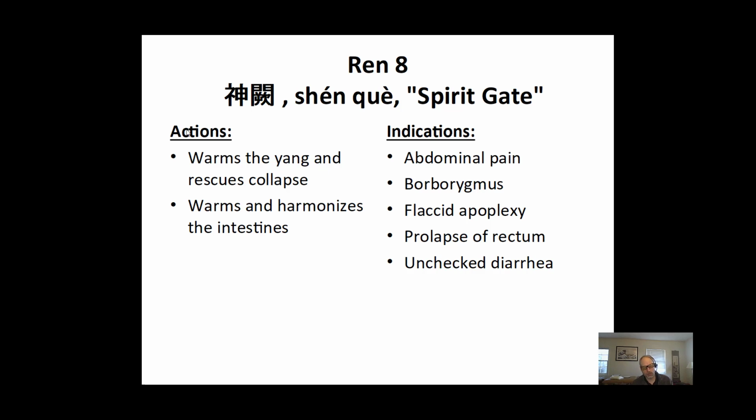All the different styles of moxa, straight moxa, moxa on salt, moxa on ginger, all those have a different result. So by using moxa in those different ways, you can warm the yang and rescue collapse, warm and harmonize the intestines.